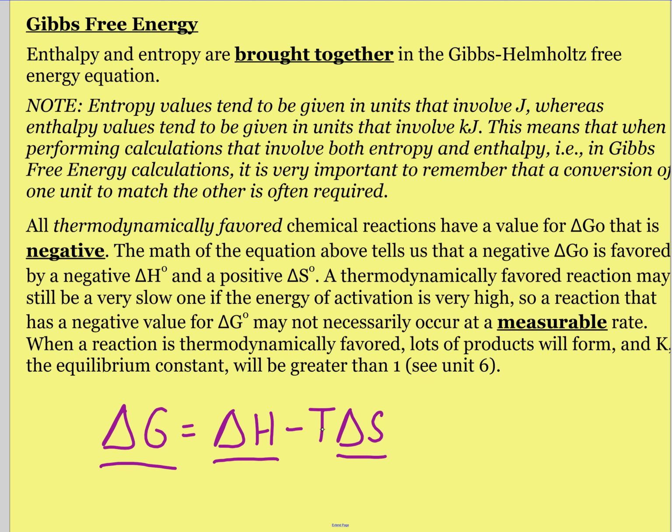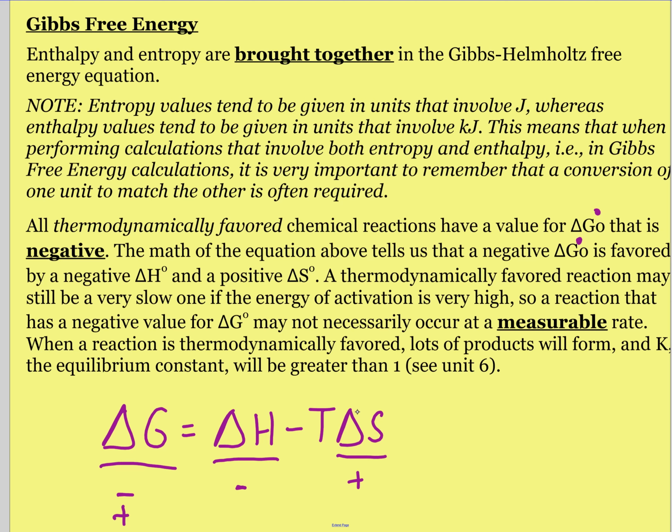All thermodynamically favorable chemical reactions have a value for the Gibbs free energy, not the G naught, that is negative. So if it's thermodynamically favorable, the Gibbs free energy is going to be negative, and if it's positive, then it's not going to be thermodynamically favorable. The math of the equation below tells us that a negative delta G is favored by a negative delta H. We want a negative delta H, and then, because of the subtraction, we'd want a positive delta S, because a negative times a positive gives you a negative. So if we have a negative delta H and a positive delta S, we know for sure that this reaction is going to be thermodynamically favorable.